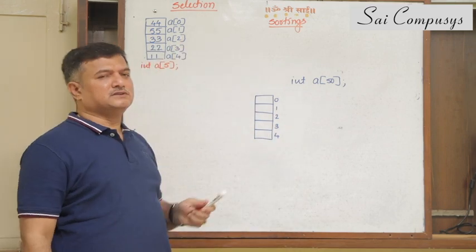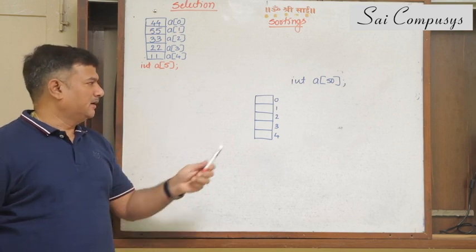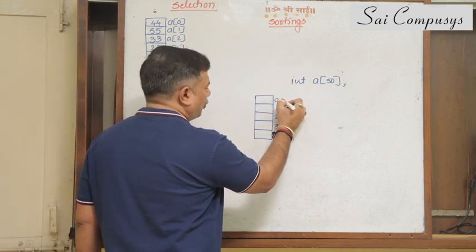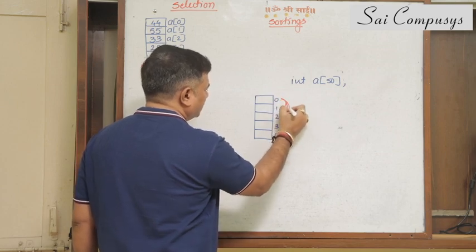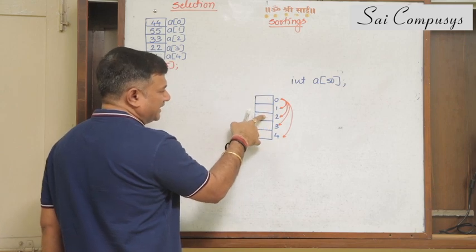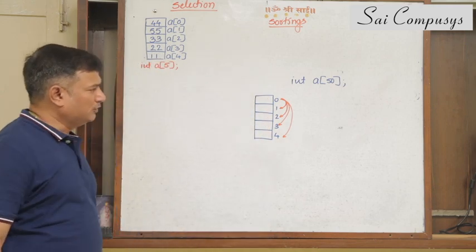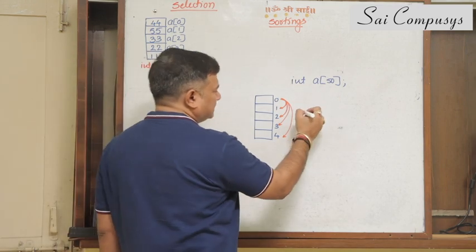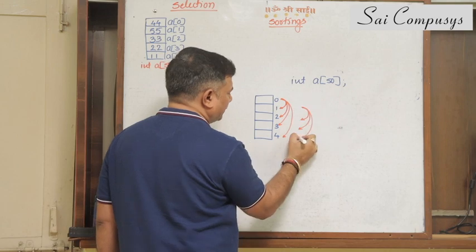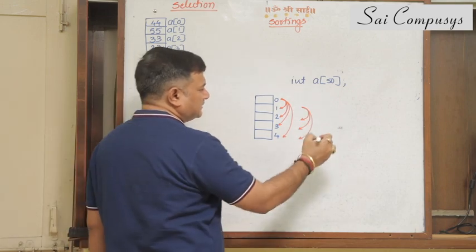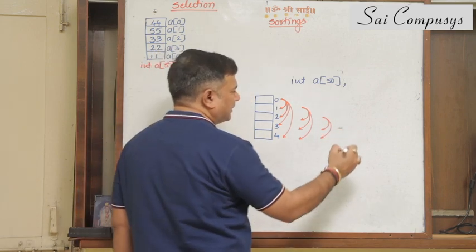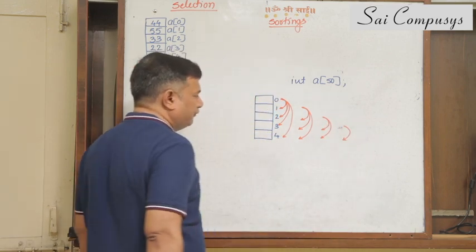What selection sort tells us is: select the first element. Let me select the 0th element and compare it with all elements below it. So I will select the 0th position and compare it with the first, second, third and fourth element. Then I will select the first element, compare it with second, third and fourth. Then I will select the second element, compare it with third and fourth, and finally compare the third element with the fourth.